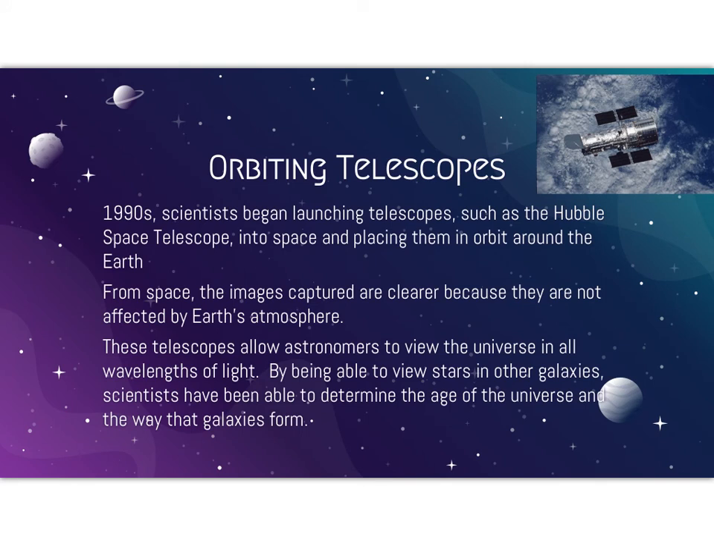Orbiting telescopes were launched in the 1990s, like the Hubble Space Telescope, and they are placed into orbit around the Earth. From space, the images captured are clearer because they don't need to go through Earth's atmosphere. These telescopes allow astronomers to view the universe in all wavelengths of light, so not just what we see. By being able to view the stars in other galaxies, scientists have been able to determine the age of the universe and the way that galaxies form.